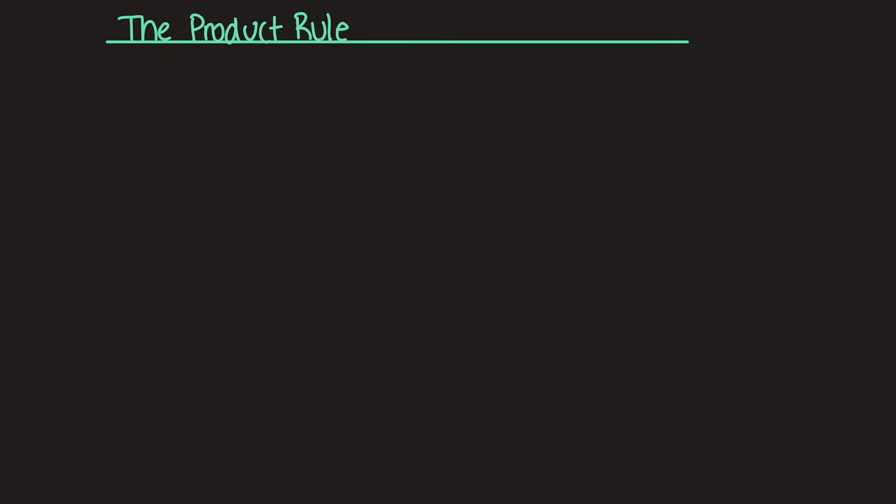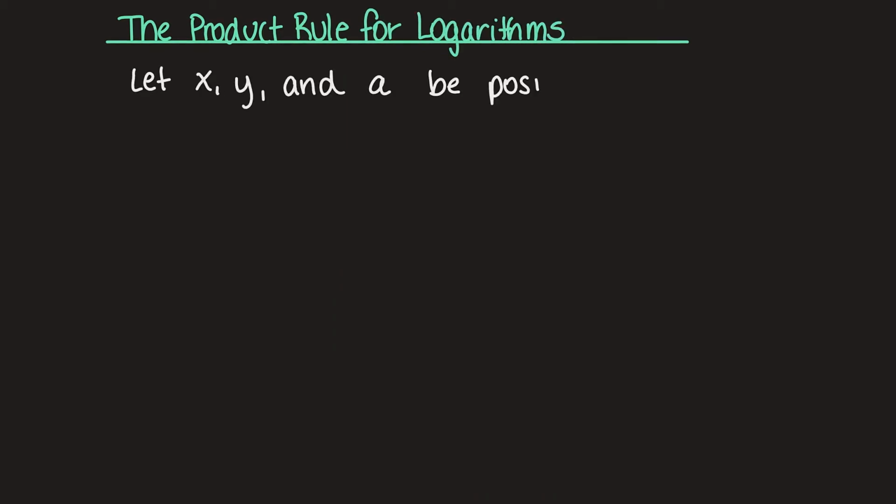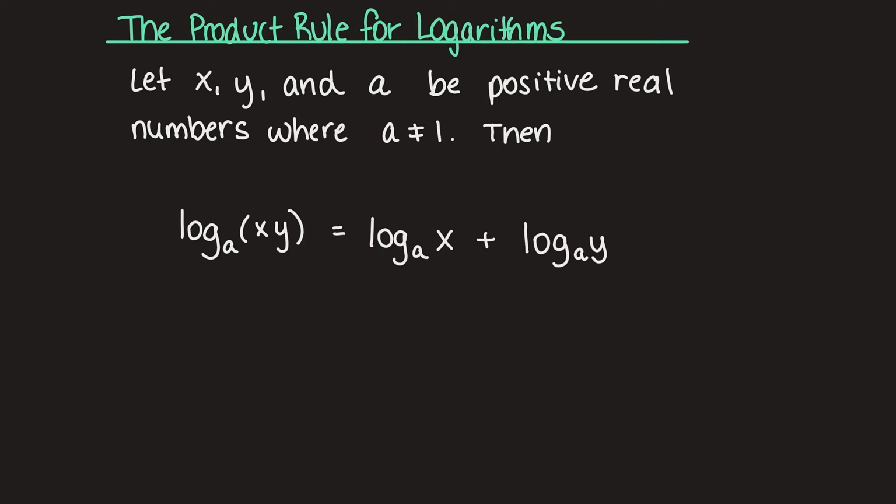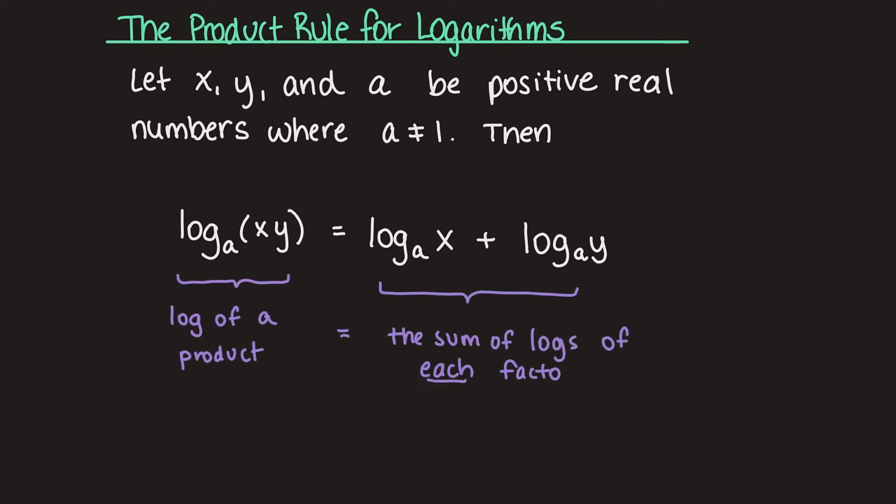We start with the product rule for logarithms, so let x, y, and a be positive real numbers where a is not equal to 1. Then the log base a of x times y can be expanded to log base a of x plus log base a of y, where we can write the log of a product as the sum of logs of each factor. Let's try an example of this property.